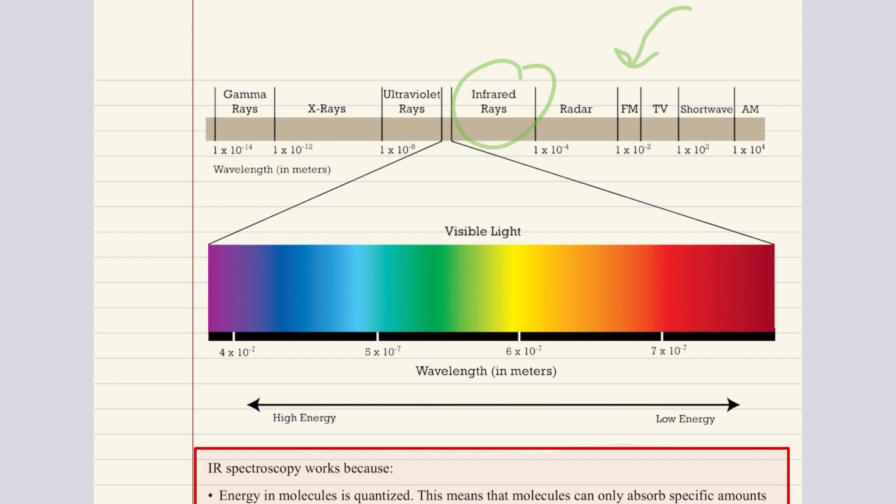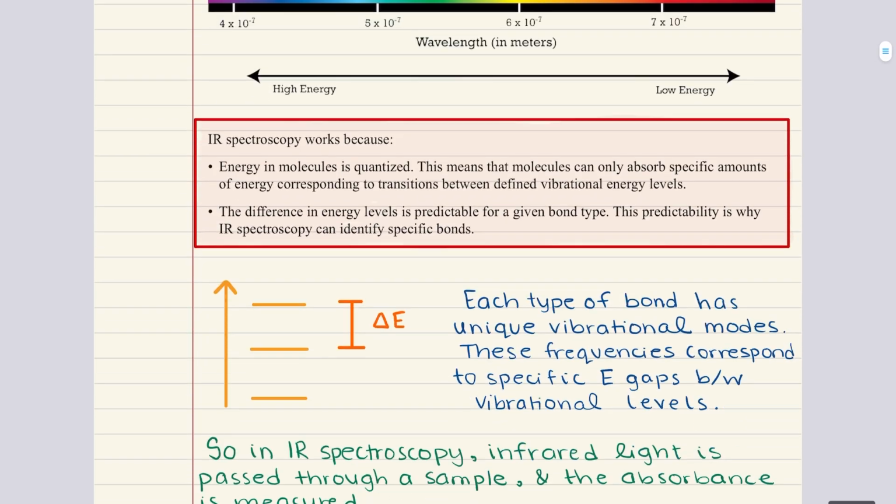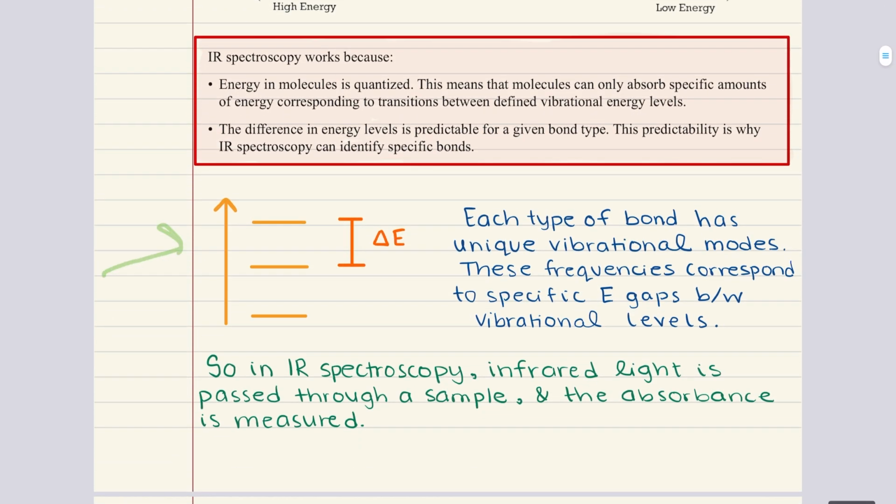Now let's return to that key quantum idea that molecular energy is quantized. Molecules don't have a continuous range of vibrational energies. They have discrete energy levels. So when infrared radiation is absorbed, it's because the photon's energy matches the energy difference between two vibrational states, and this is commonly referred to as DeltaE. If there's no match, then the photon simply passes through.